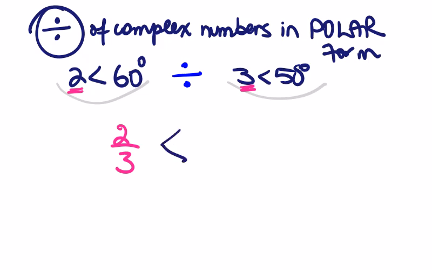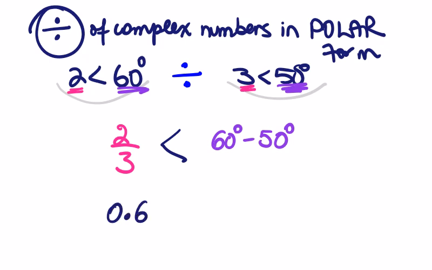And then for the argument or the angles, we have 60 degrees and 50 degrees. Sister operation for division. Think about indices. So division, we're going to talk about subtraction. So we'll do 60 degrees, take away 50 degrees. So 2/3, we could leave it like that, or we could write it in decimal form. Let's round it to 2 decimal places. So 0.67 and 60 degrees minus 50 degrees gives us 10 degrees.